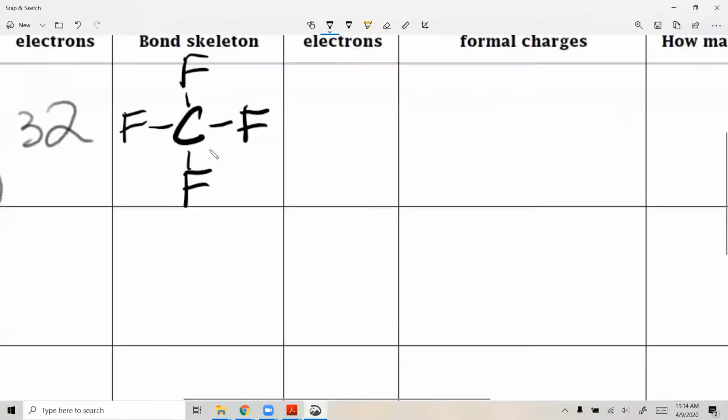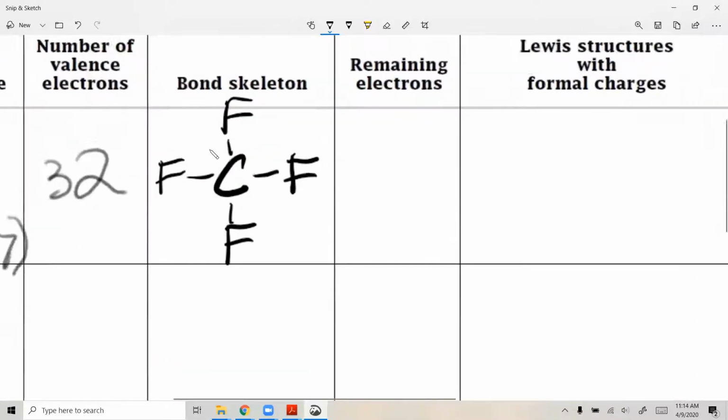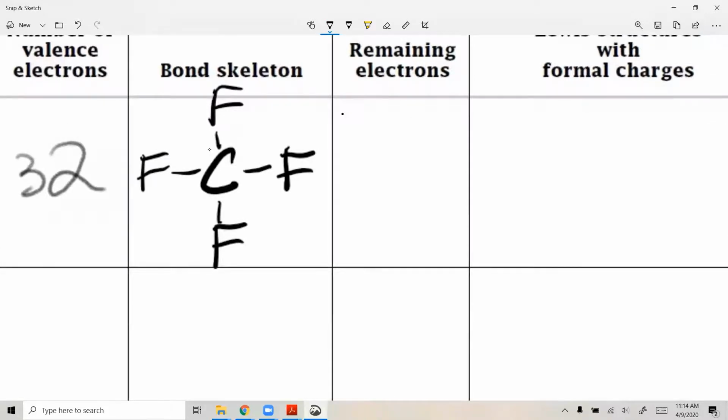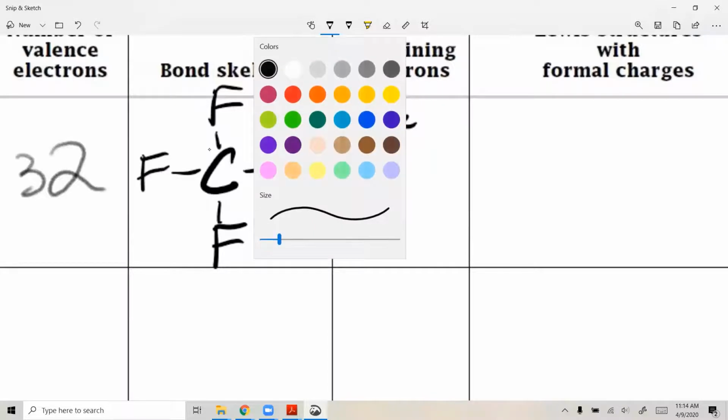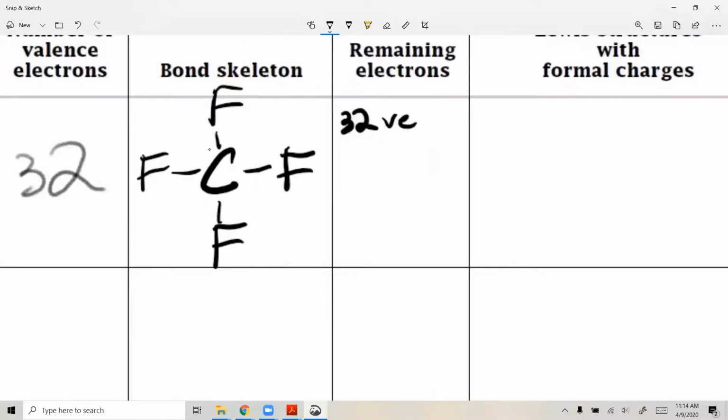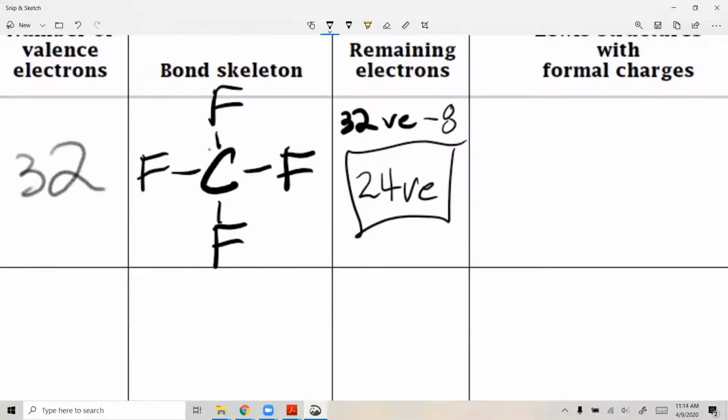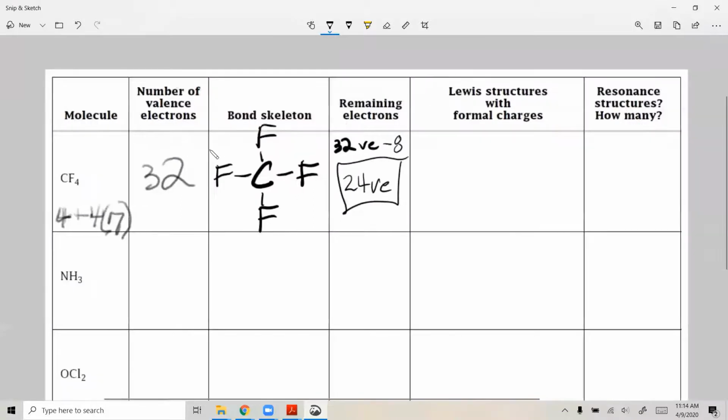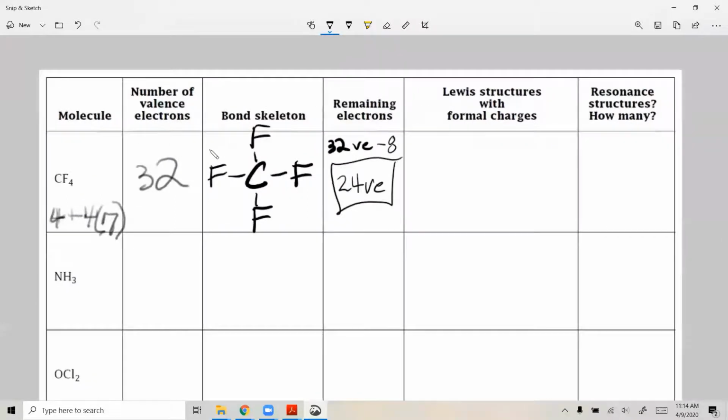For the remaining electrons, we start off with 32 valence electrons. We've used 2, 4, 6, 8 in our single bonds. And so we should have a total of 24 valence electrons left over for our remaining. And so our Lewis structure ends up looking something like this.